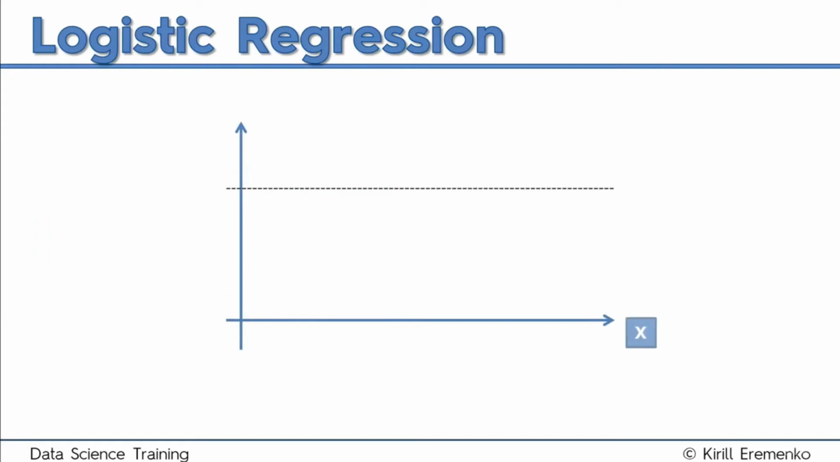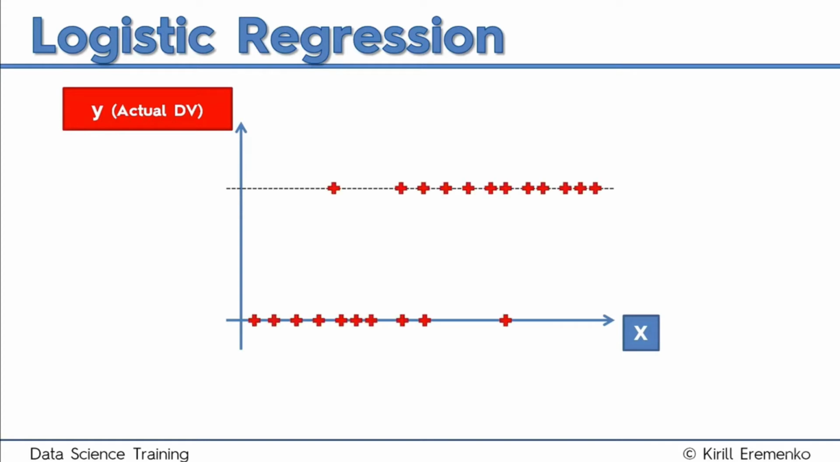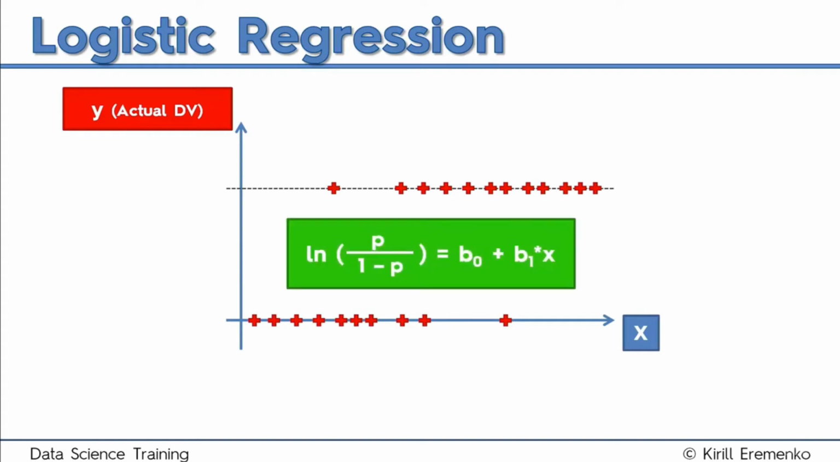So there's our graph. There's our independent variable. There's our outcome, yes or no. So that's the y, the dependent variable. And there are our observations in our data set. Based on these observations, and using this formula, which we're going to take as given, this is the logistic regression formula.